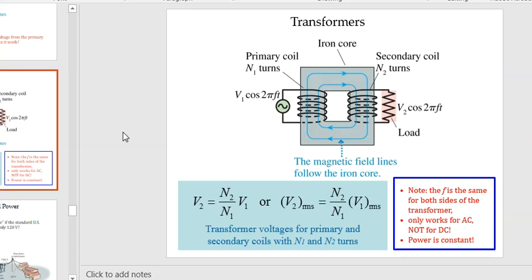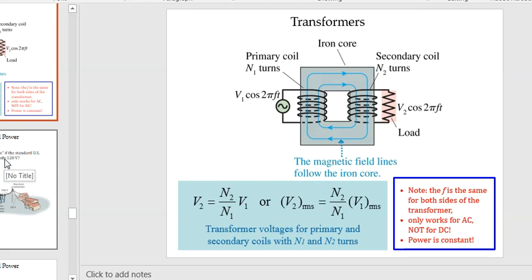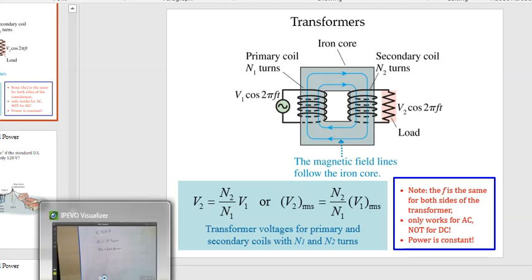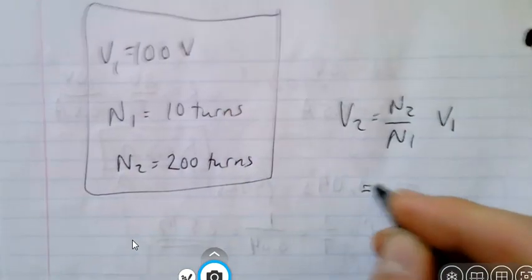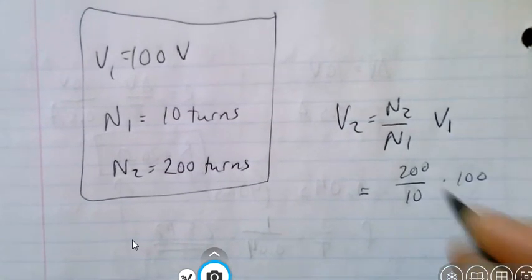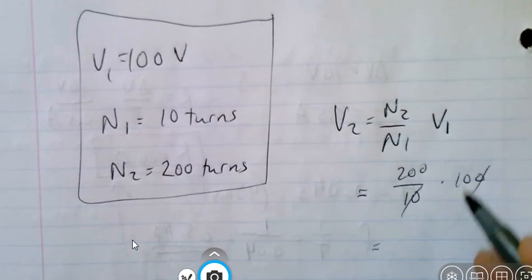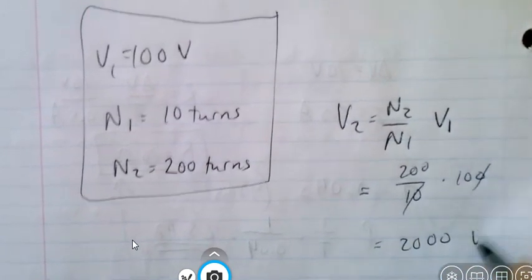So for example, let me just give some very basic example here. If we started off with, let's say, 100 volts, and so we'll say V1 is equal to 100 volts, and the number of turns of the first one was equal to 10 turns, and the number of turns of the second one was equal to 200 turns, then we might be trying to figure out, well, what is the voltage of the secondary? So we can use that V2 is equal to N2 over N1 times V1. So V2 is going to be equal to 200 over 10 times 100. If we multiply all those together, this 10 cancels out, so it's 10 times 200, so that's going to be 2,000 volts for V2.